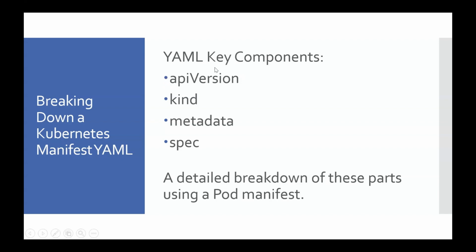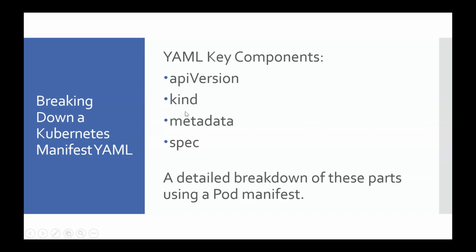You will generally get the information about which API version you should use for creating which resources in the Kubernetes official documentation. So whenever you need to understand what API version you should use for creating a particular resource, you can go and check the Kubernetes official documentation. You will be getting the API version there.